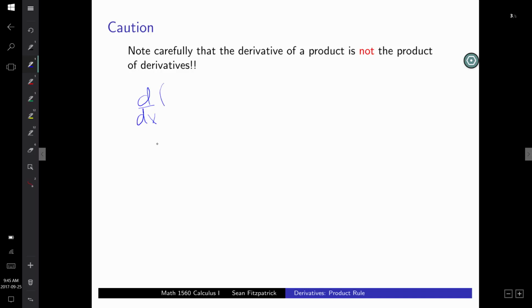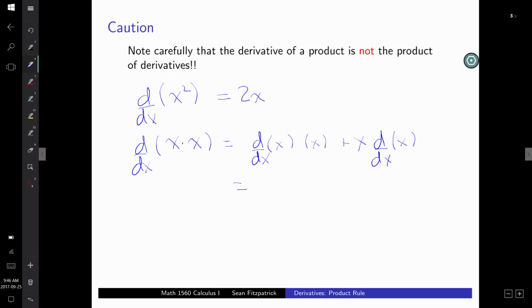So let's think of a simple example. We already know that the derivative of x squared is 2 times x, right? So what if we wrote x squared as x times x? Then the product rule says I should do the derivative of x times x, plus x times the derivative of x, and that gives me 1 times x plus x times 1, and I get 2x as I expect.